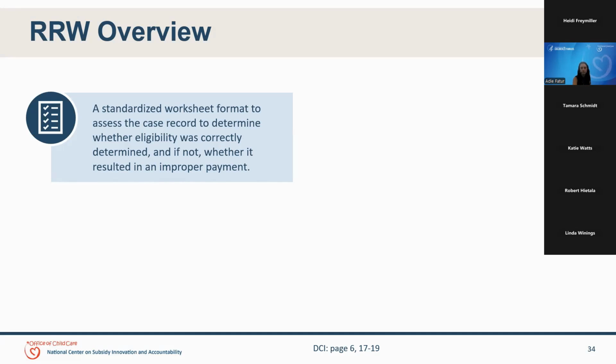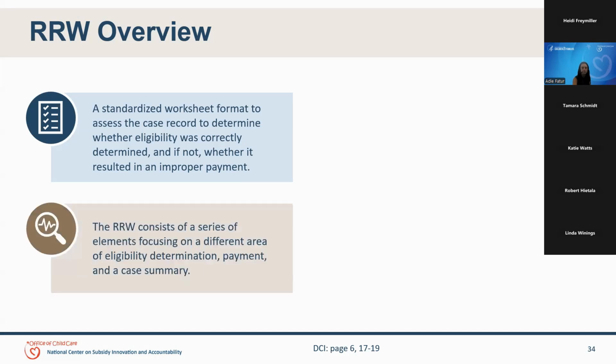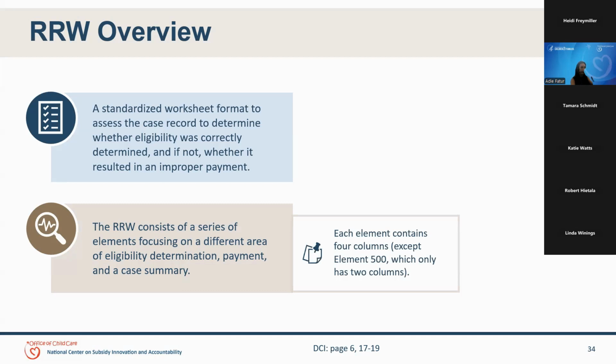The record review worksheet provides a standardized way to assess the case record to determine whether eligibility was determined correctly and whether there was an improper payment. The record review worksheet consists of a series of elements, each of which deals with a different area of eligibility. Each element contains 4 columns, which each have a specific purpose, except for element 500, which only has 2 columns.